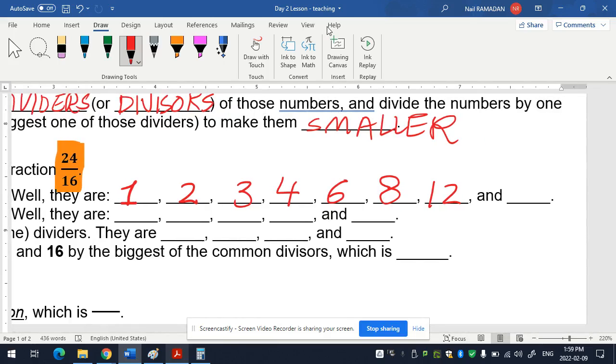Can anyone guess the last number? Nope. Keep going. No, the number itself. Think about it. 24 divides 24, right? Every number divides itself. 24 divided by 24 people, $1 per person.